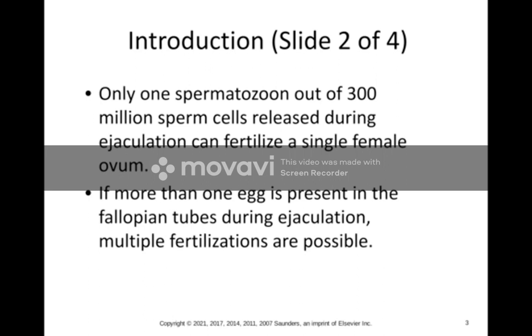Only one spermatozoon out of the 300 million that are released during ejaculation can actually fertilize a single female ovum. So that's actually not very good odds, right? Only 1 out of 300 million. If more than one egg is present in the fallopian tubes during ejaculation, then multiple fertilizations are possible, right? That's how we end up with multiple fetuses.